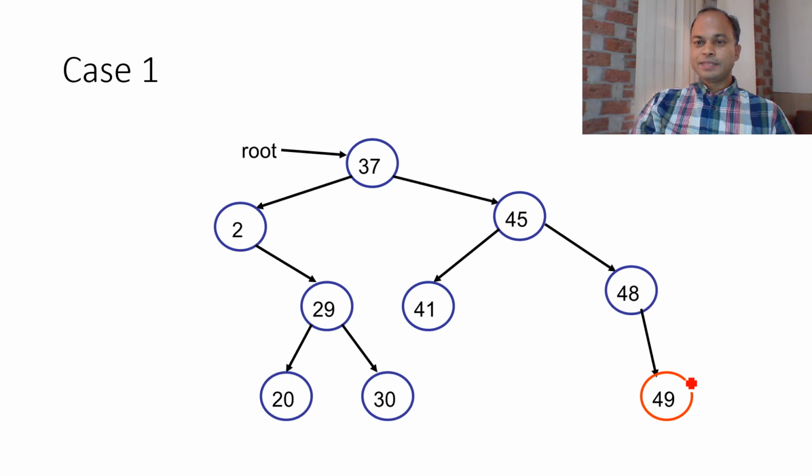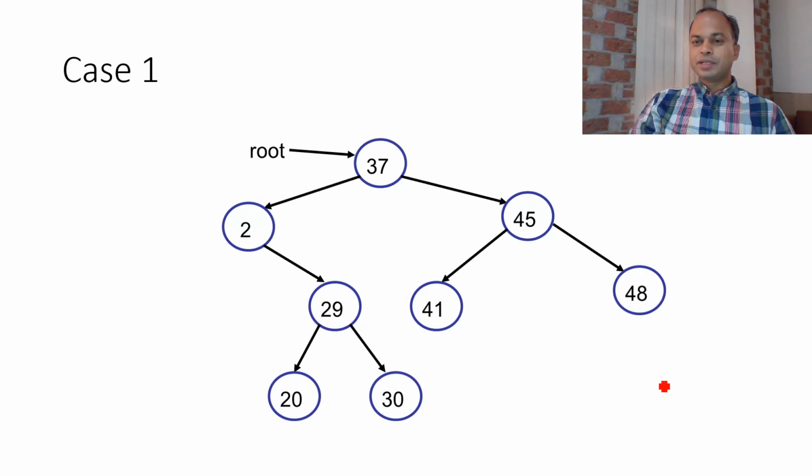We want to delete 49. 49 contains no child here. The process is very simple. First of all, search 49. 49 is compared with 37. We are here. 49 is greater than 45. We are at 48. 49 is compared with 48. We are at 49. 49 is found. After finding the 49, this node is deleted. Just delete 49. In this way, we can delete 49. After deletion, this is our final tree.